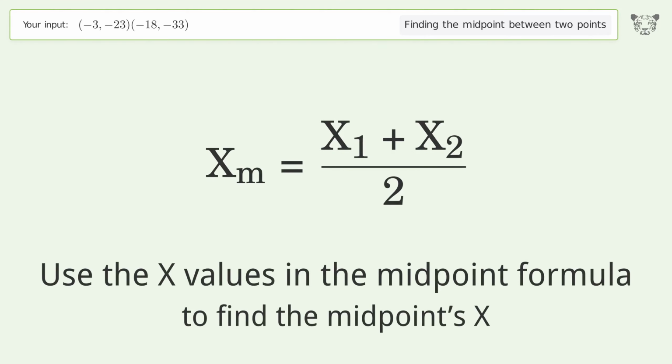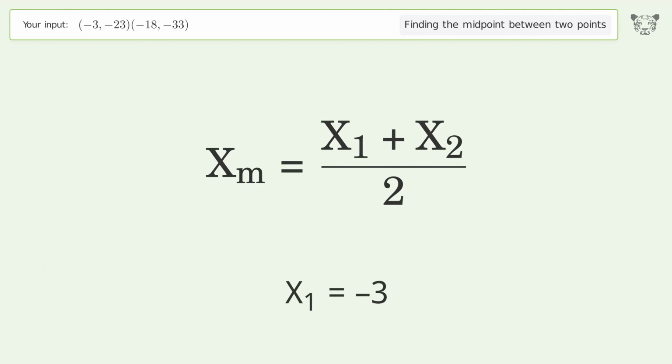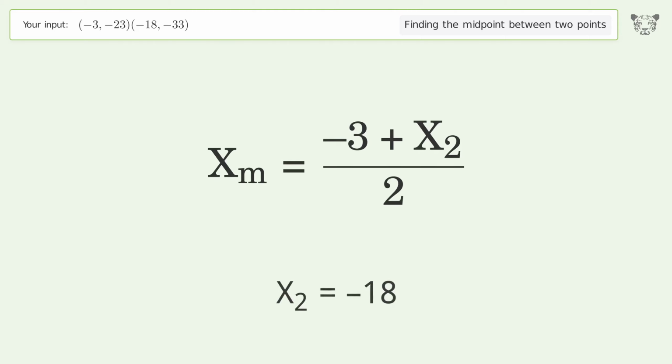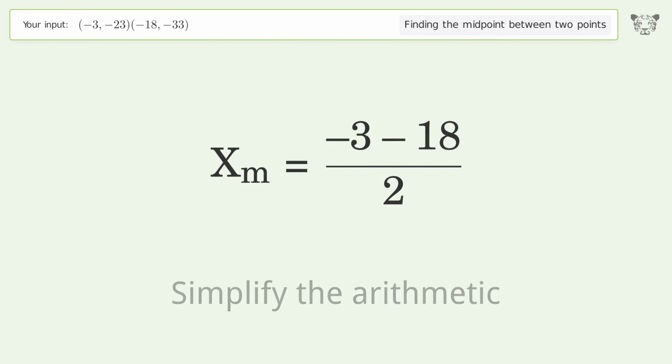Use the x values in the midpoint formula to find the midpoints x. x1 equals -3. x2 equals -18. Simplify the arithmetic.